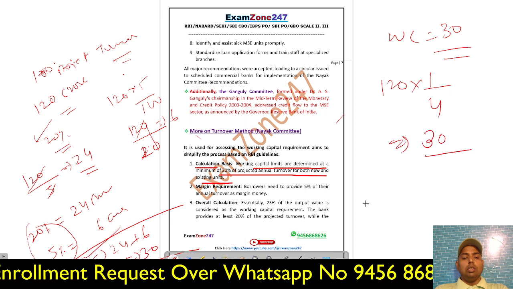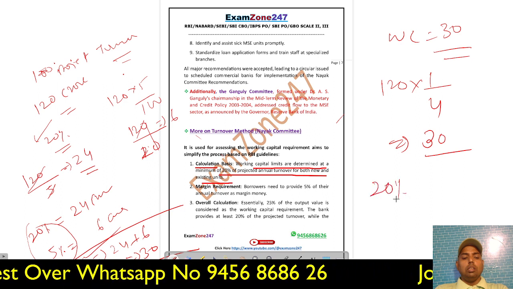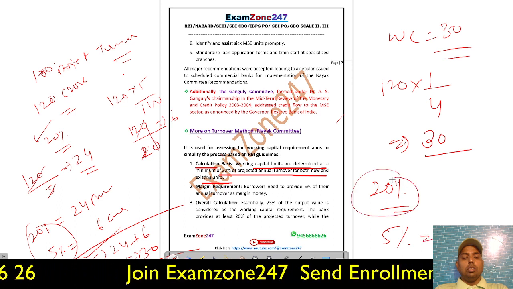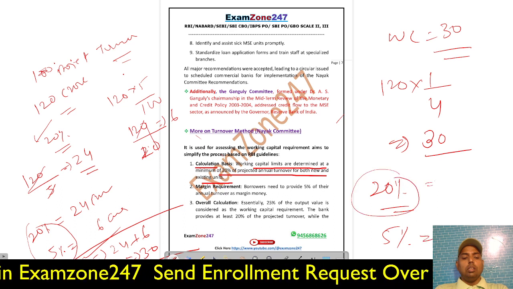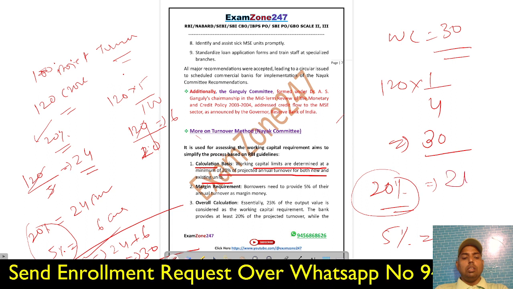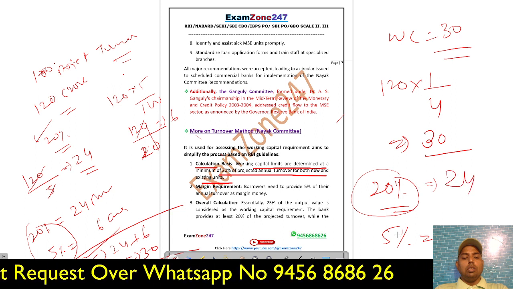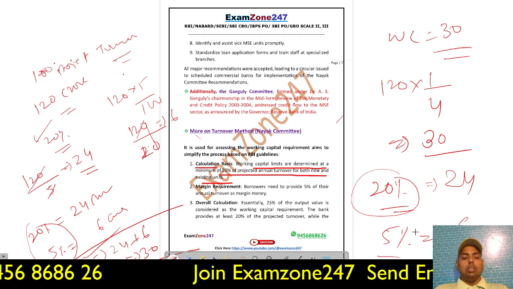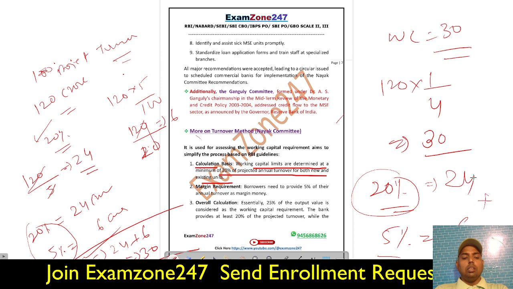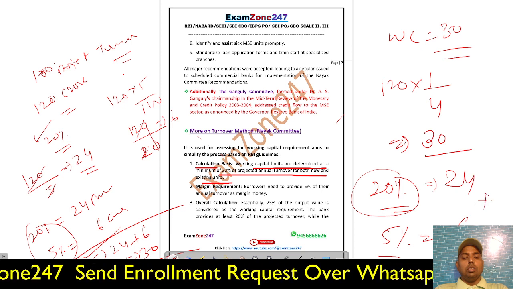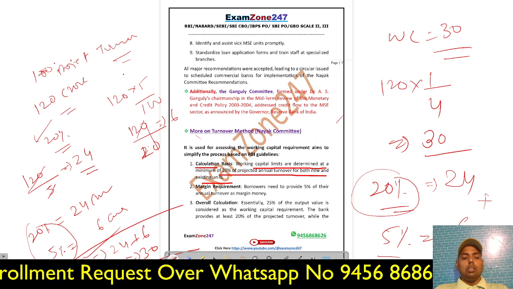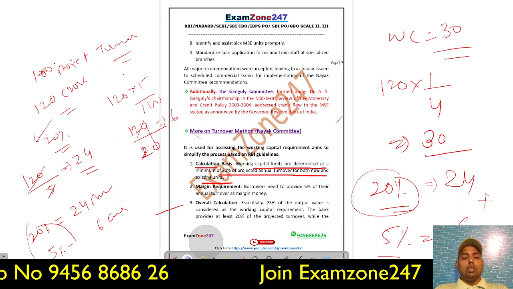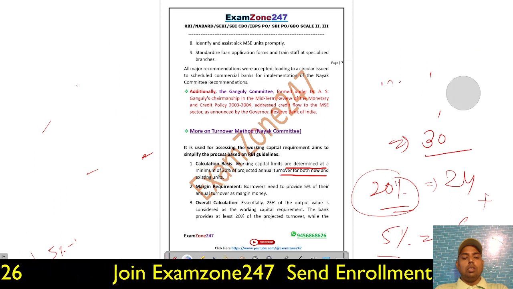Here it is also 30. But what is the bank finance? Bank finance is only 20%. Borrower's contribution is only 5%. 20% of what? 20% of the projected annual turnover. It comes out to be 24, and the 5% also comes out to be 6 of the projected annual turnover. Adding this 24 and 6, we will get 30. Okay, this is all about the NAYAK committee, and now we will do some questions based on the NAYAK committee.